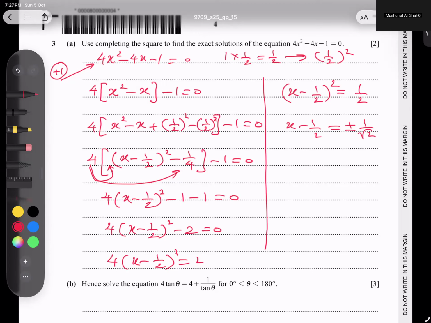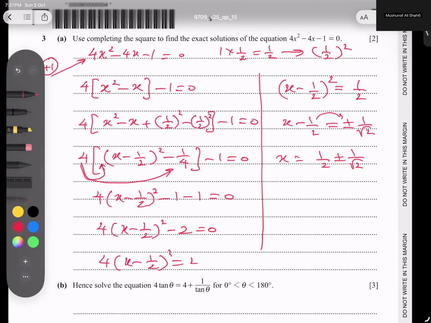Okay, afterwards, you will complete further. This half will go on the other side, and I get x is equal to half plus and minus 1 over root 2. I think this part is very, very clear.